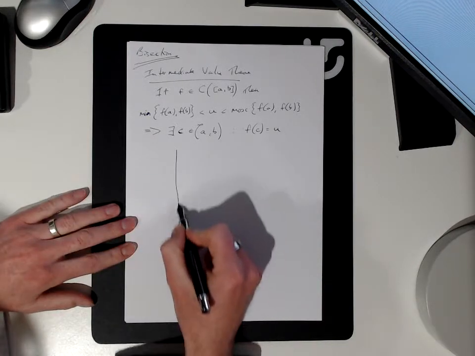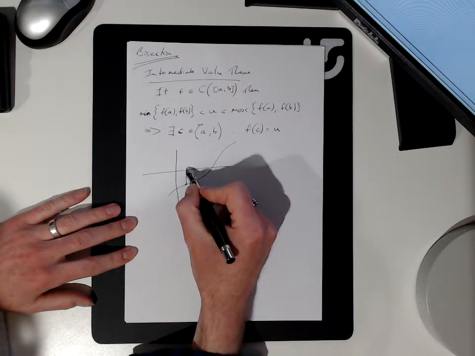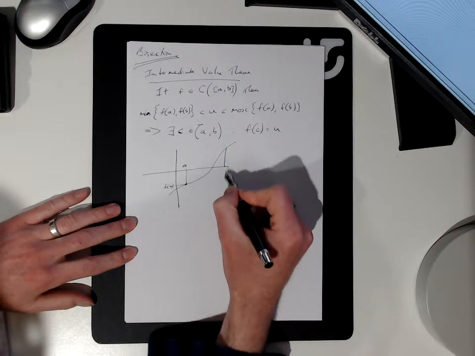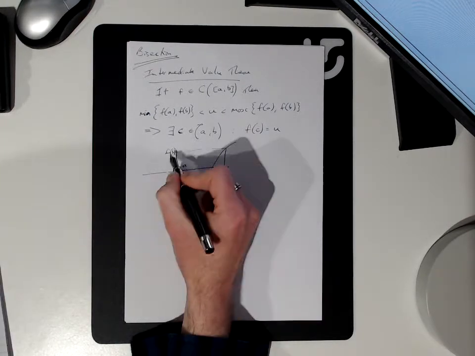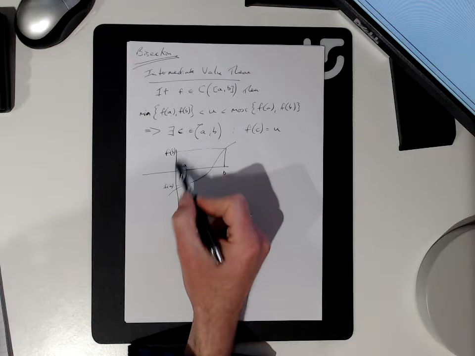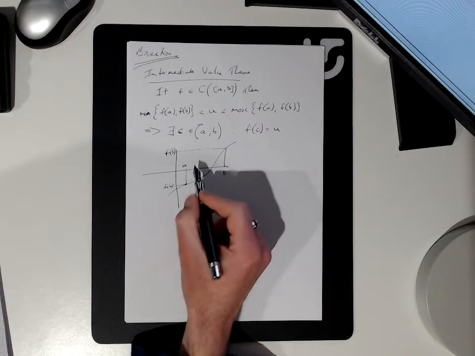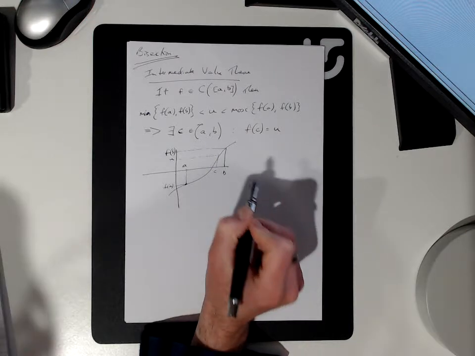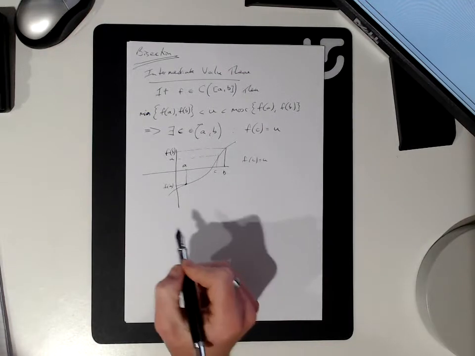Right, so the classic diagram here is: there's a, there's f of a, there's b, there's f of b, and the theorem claims that for any point between f(a) and f(b) on the y-axis, there exists some point between a and b that maps to it by f. So if you pick this point here, then that's your u and that's your c. So f of c equals u.